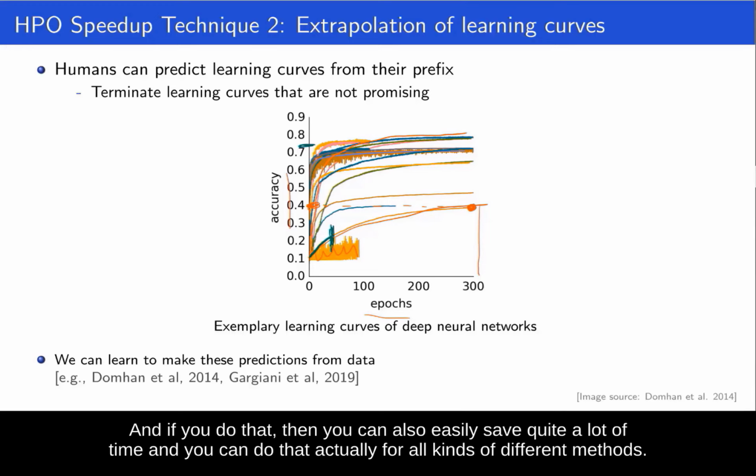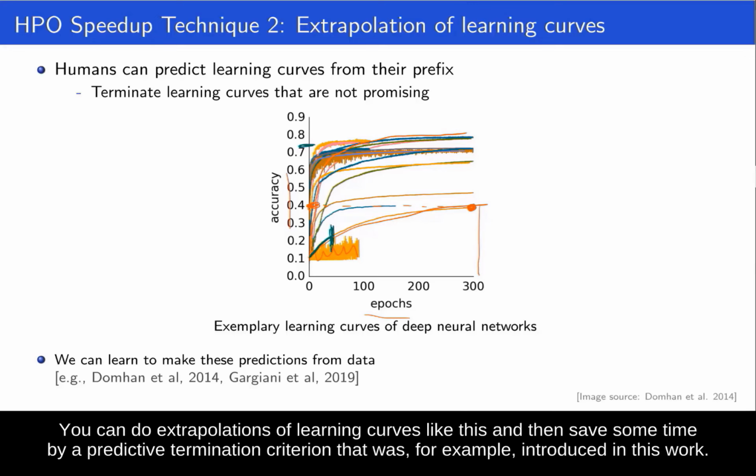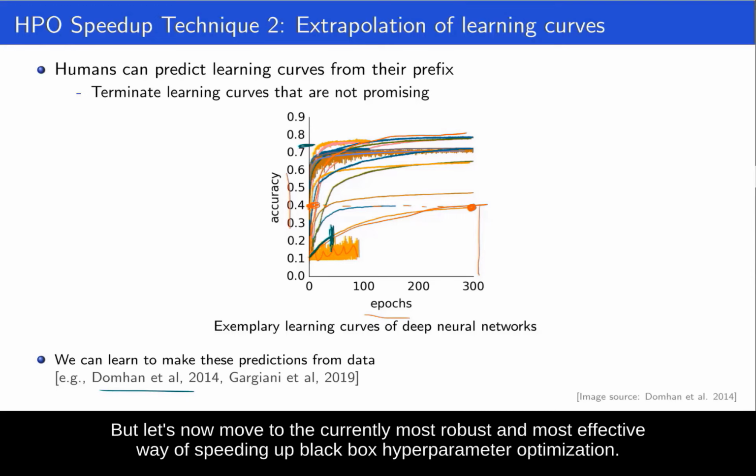And if you do that, then you can save quite a lot of time, and you can do that for all kinds of different methods, ranging from Gaussian processes to even random search. You can do extrapolations of learning curves like this and then save some time by a predictive termination criterion that was, for example, introduced in this work by Domhan et al.